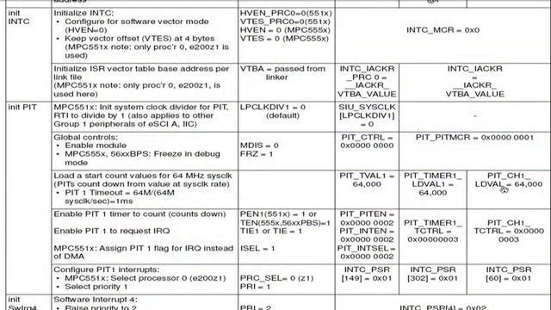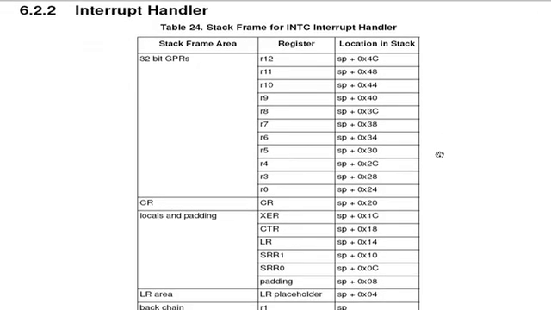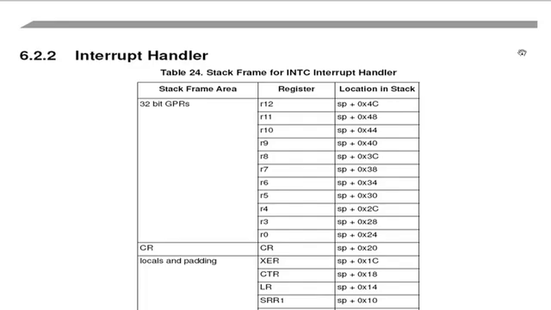Then the PIT, I have to load it with a value. I load for 64,000, so that'll give me a 1 millisecond timeout. And now I enable it, and I enable the interrupt request, and I tell it, hey, when you get a flag, I want to request interrupt, not DMA. So I load that channel. Here we go.